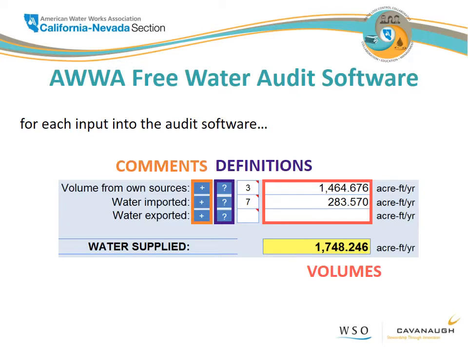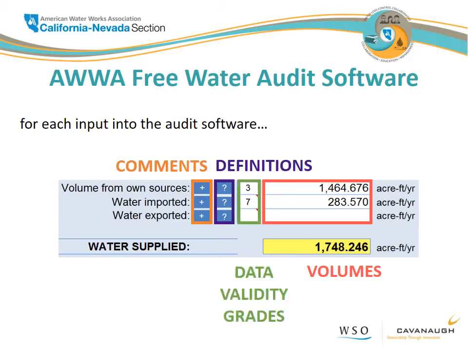There is a comments tab that is built into the tool as well. And by clicking the plus symbol of a given input, it will automatically take you to the comments box for that input over on the comments tab. And that's a great place to capture notes. As we go a little bit further into this segment, we'll talk about the types of things you'll want to note and write down as you're developing the inputs and the grades for your water audits.